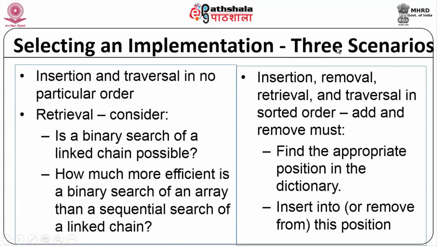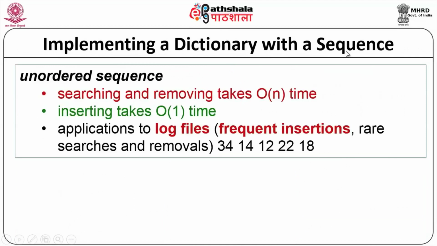Okay. So, next we have implementing a dictionary with a sequence. So, you can have an unordered sequence, where search and remove will take order of n time, while inserting will take order of 1 time. So, what we are doing here is as it comes you just keep on inserting. That is why it takes order of 1, but if you are searching for an element you have to search the complete list, and if you want to remove also you have to find the element and remove. So, you take order of n, where n is the number of elements.